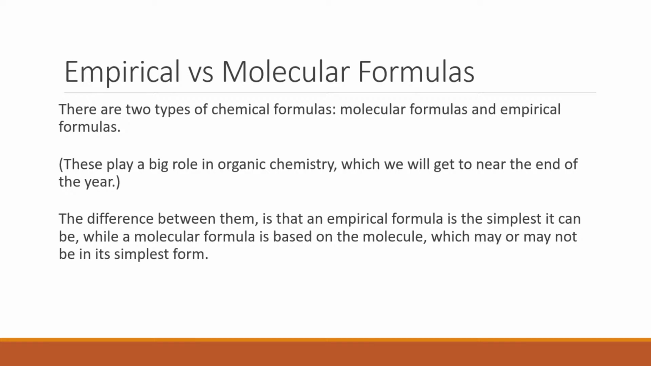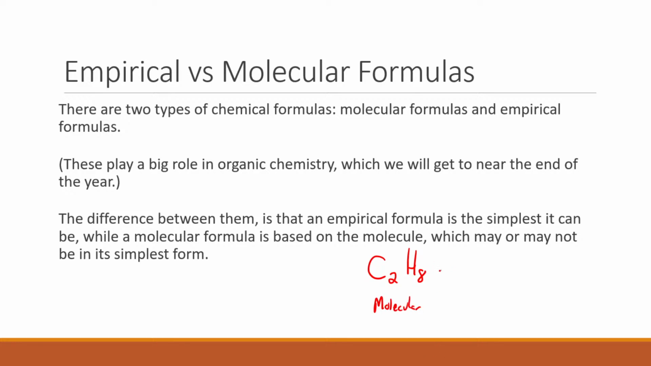Now, when we look at these two words, empirical and molecular, in terms of formulas: an empirical formula is the simplest that any formula can be. It is reduced down to its simplest ratio. A molecular formula is based exactly on the molecule. It will represent exactly what is in the molecule. For example, something like C2H8. This represents exactly what is in a molecule. This is a molecular formula.